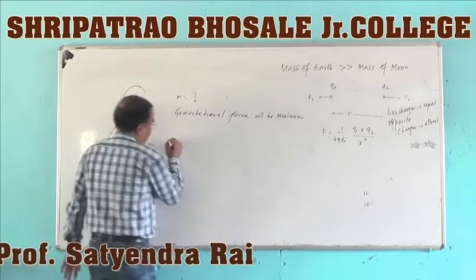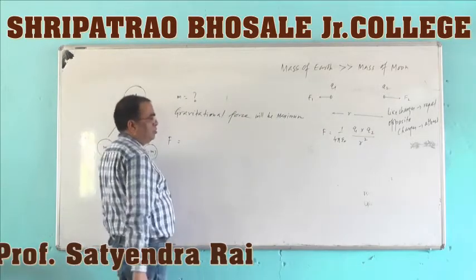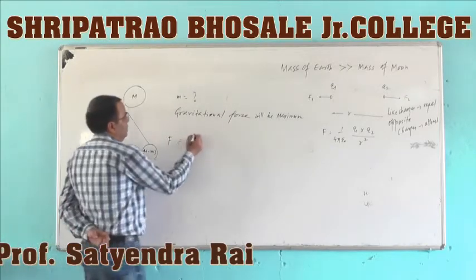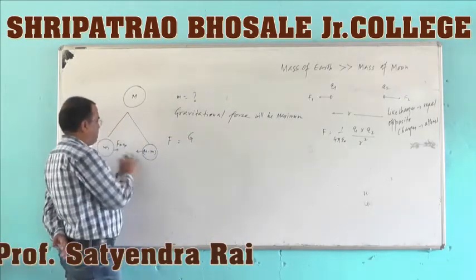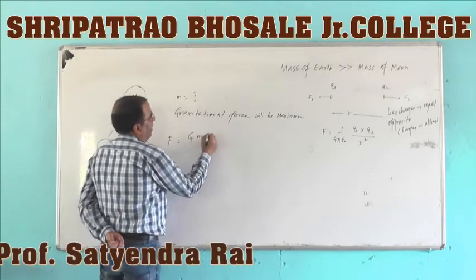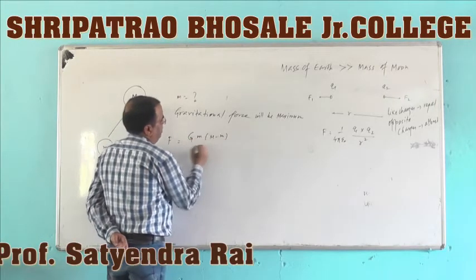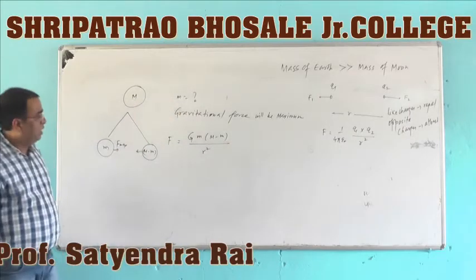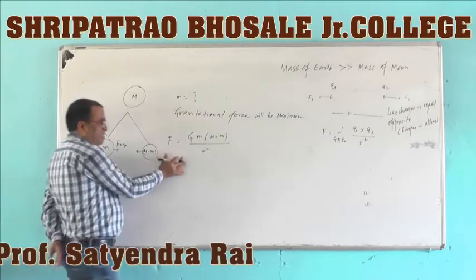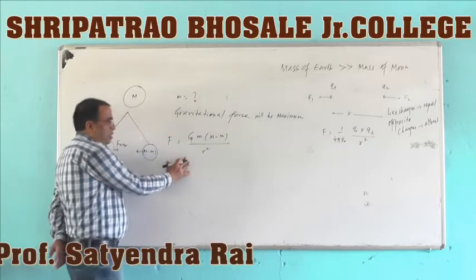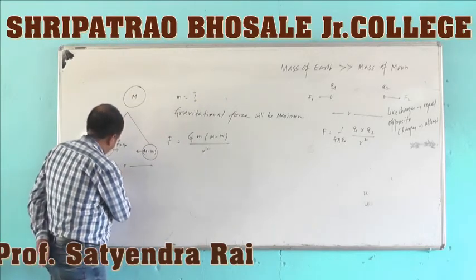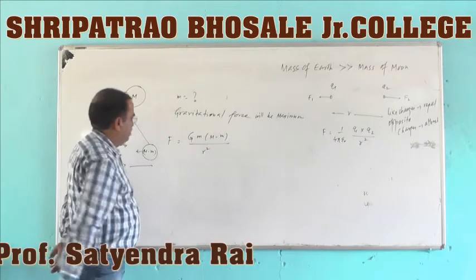Write down the equation of Newton's law of gravitation, the mathematical form: F is equal to G, and the masses are small m and M minus m, upon r squared. This F is going to be maximum. See, there are two things. They are silent about r. They are not talking about r. We'll come to it later on, right?